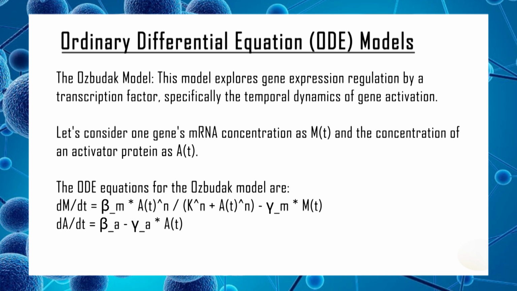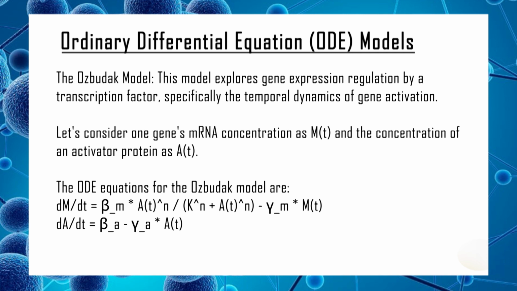Let us consider one gene's mRNA concentration as MT and the concentration of an activated protein as AT. The ODE equation for the Osbudek model can be written as provided in the slide.